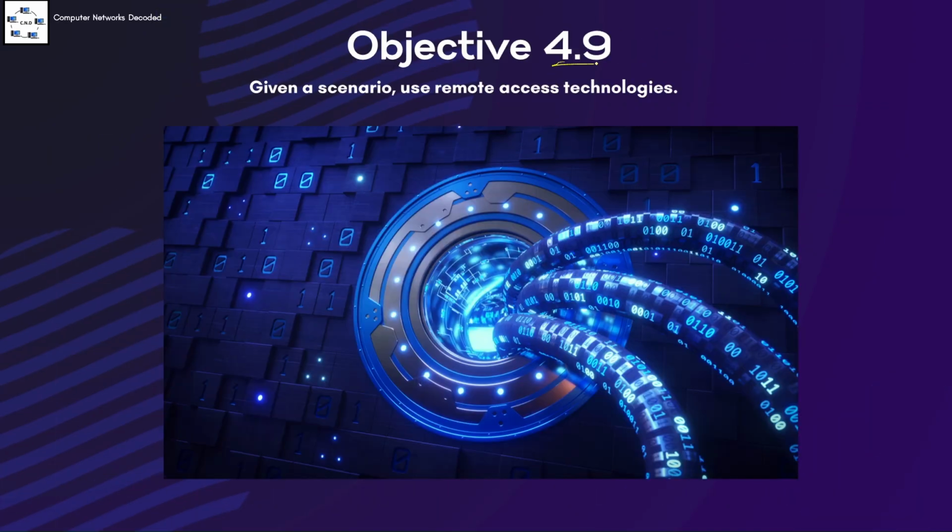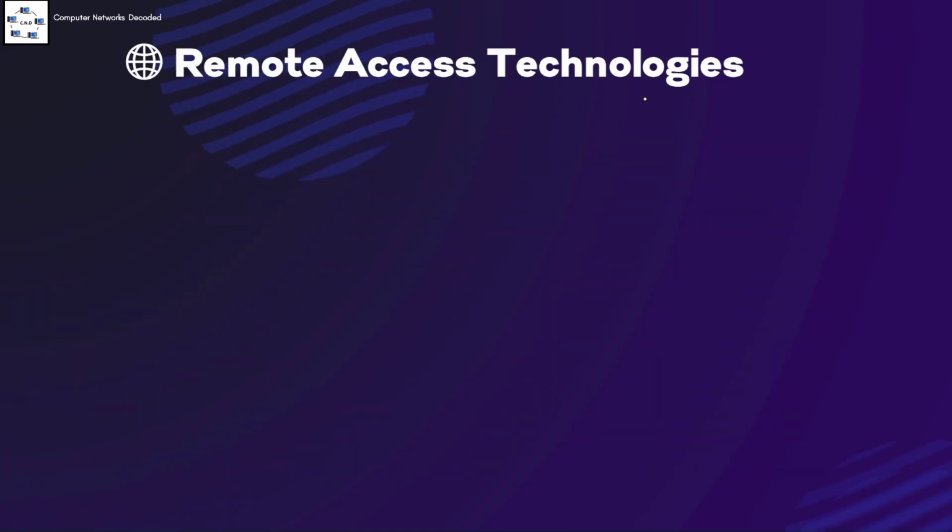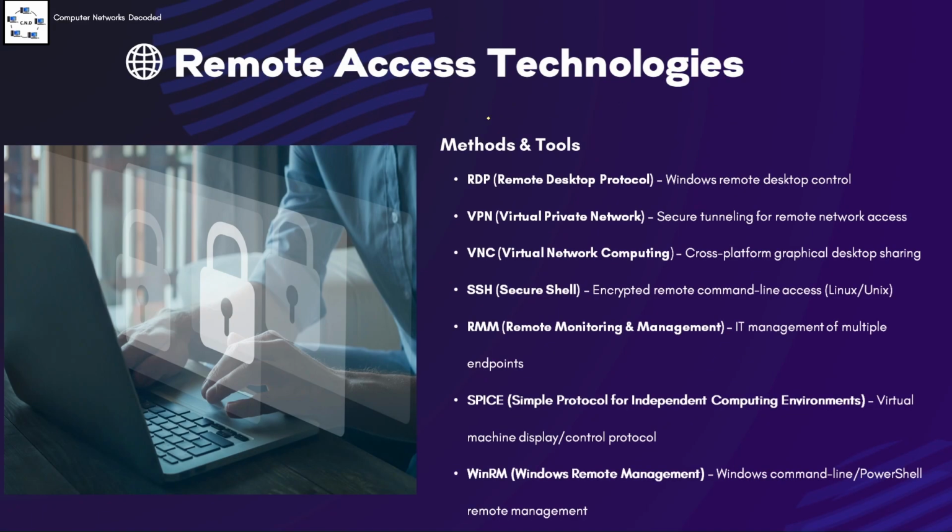So coming over to objective 4.9: given a scenario, use remote access technologies. Some remote access technologies and tools include, the first one, RDP, or Remote Desktop Protocol. This is basically used in Windows. It is a Windows protocol that is used for remote access of a Windows machine or Windows desktop.